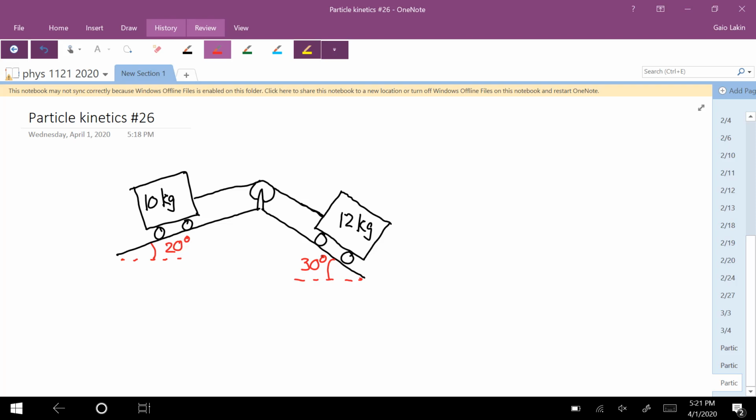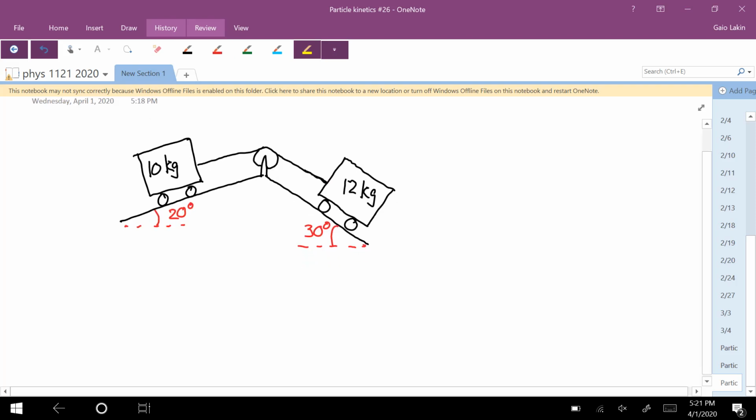All right, so to do that, we're going to draw free body diagrams and use Newton's second law for each of these two carts, one at a time. We're going to come up with some equations, and to solve that system of equations, we're going to need a relationship between accelerations, which is basically going to say that if the 10 kilogram accelerates up the ramp, the 12 kilogram accelerates down its ramp with the same magnitude. And then we'll just solve that system of equations.